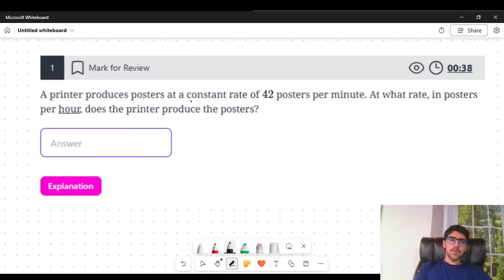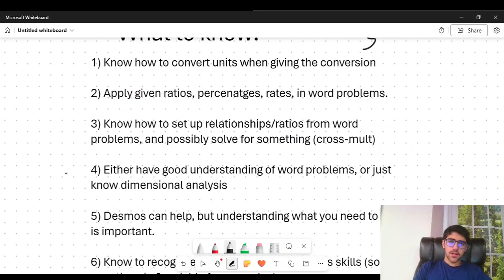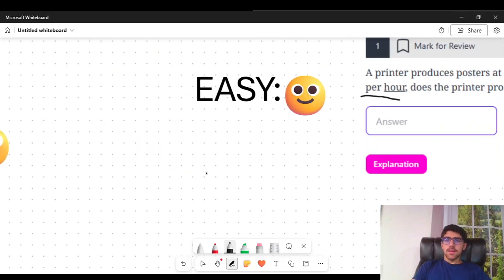This one tells us that a printer produces posters at a constant rate of 42 posters per minute. So the unit is posters per minute here. At what rate in posters per hour does the printer produce the posters? So this is the thing where I said to have a good understanding of word problems or just do dimensional analysis. This is being tested. So basically there's 2 ways to solve this.